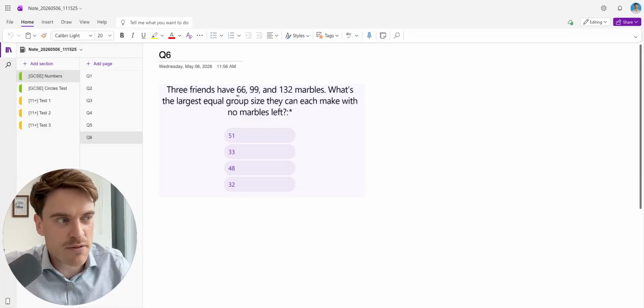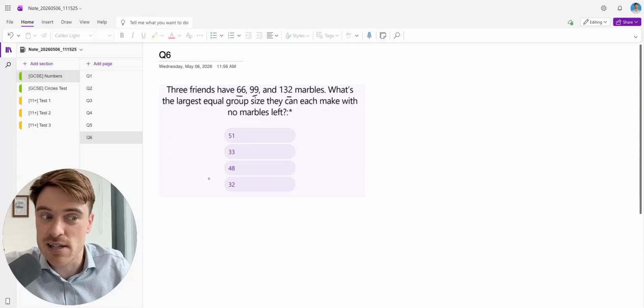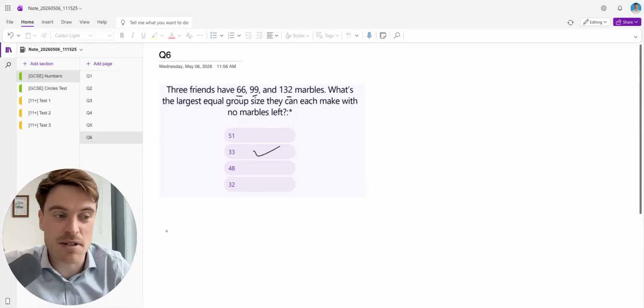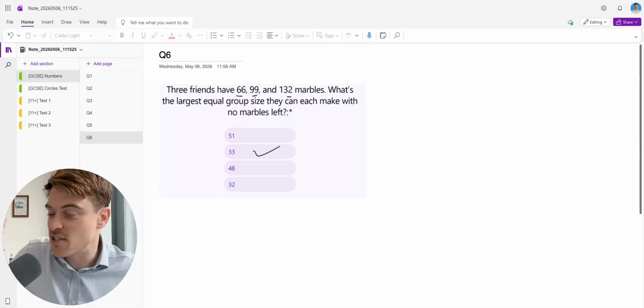If you want to pause now and do it at home, fine. Give it a go now. What's the biggest number that divides into them? Anybody? It's 33. That's the biggest number that divides into them, 33. And that's it. That's your test of numbers.